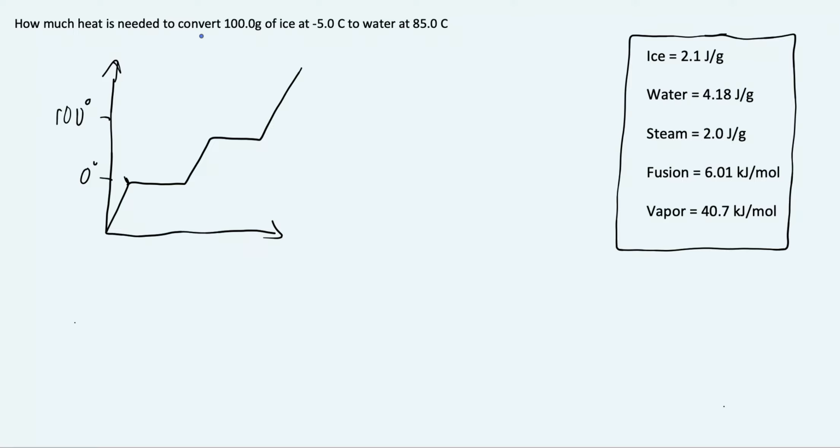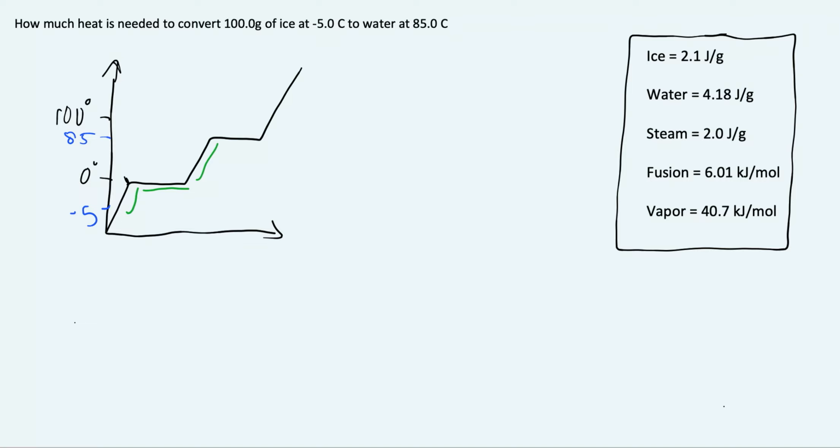How much heat is needed to convert 100 grams of ice at -5 degrees Celsius to water at 85 degrees Celsius? Okay, like the last problem, let's map it out. So it's asking us to go from -5 to 85, from ice to water. So let's map out our path: -5 to 0, then from ice to water, and then from there up to 85. So we're going to do diagonal, flat, diagonal.